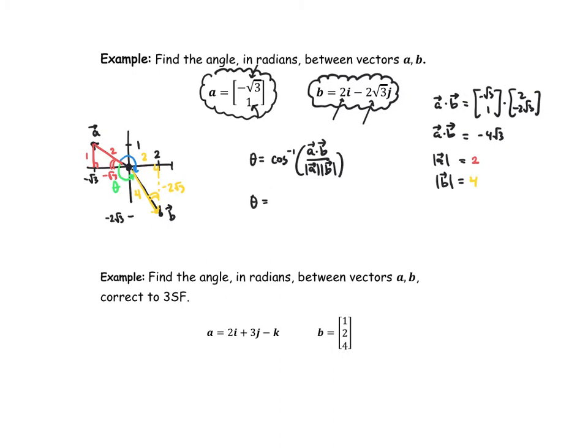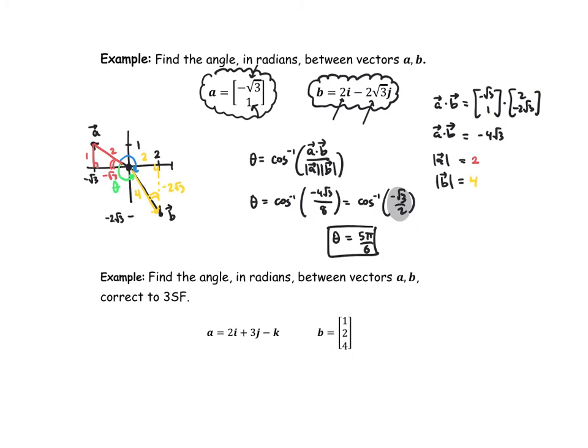It's going to be the inverse cosine of the scalar product, which is negative 4 root 3, over the product of the magnitude of A and magnitude of B, which is 8. This is equivalent to the inverse cosine of negative root 3 over 2, which by my calculations, using what I know to be a unit circle friendly ratio, tells us that theta is 5 pi over 6. So the angle between the two vectors is 5 pi over 6.